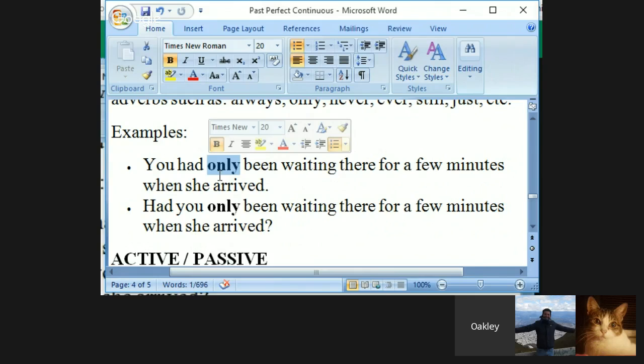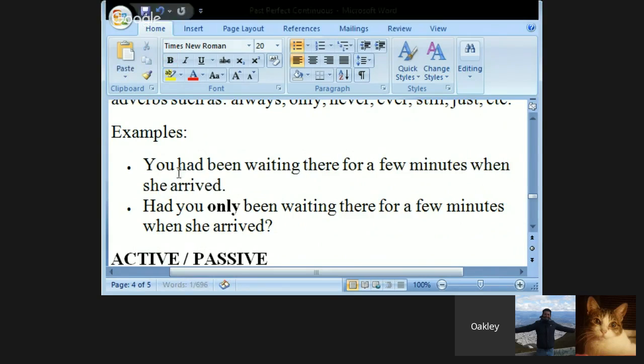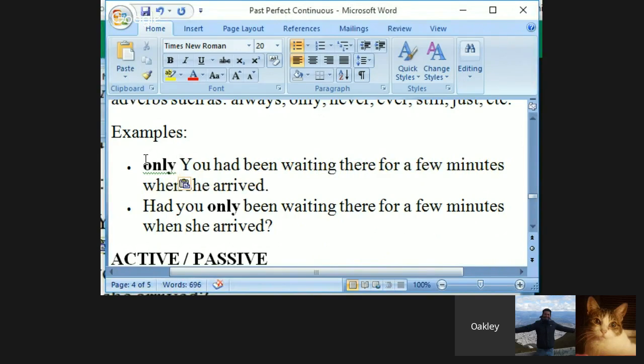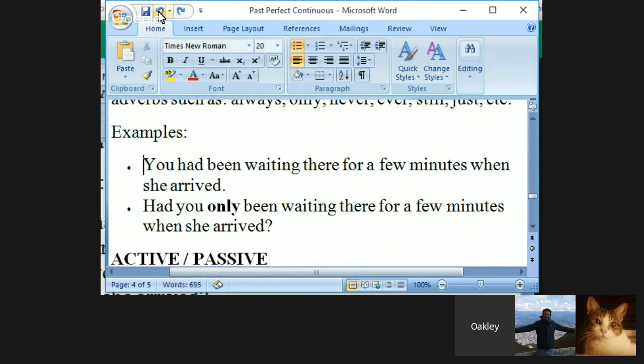Other times you can move it around and you'd still be right, but you need to be careful because, for example, the sentence as it is: you had only been waiting there for a few minutes when she arrived. If I move that, for example, to the front of the sentence, it totally changes the meaning. Only you had been waiting there. Sometimes you can do this. Sometimes you can't.